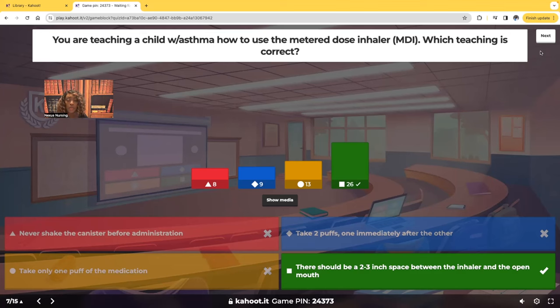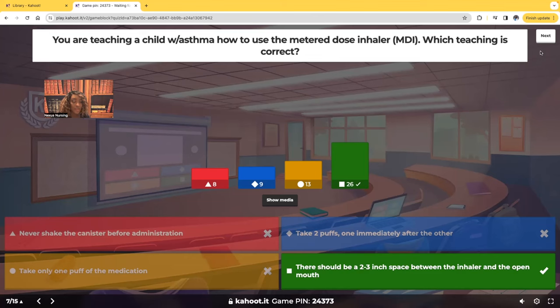9 of you guys chose take two puffs, one immediately after the other. You know what word makes that wrong? Immediately. Absolutely not. We do want you to take two puffs, but guess what? You got to wait 1 minute. You're going to take the two puffs 1 minute after the other.